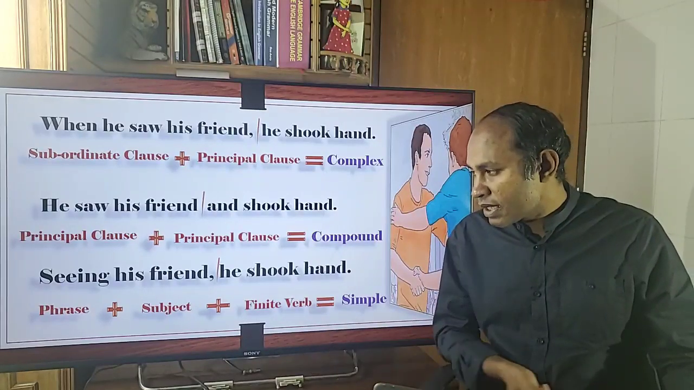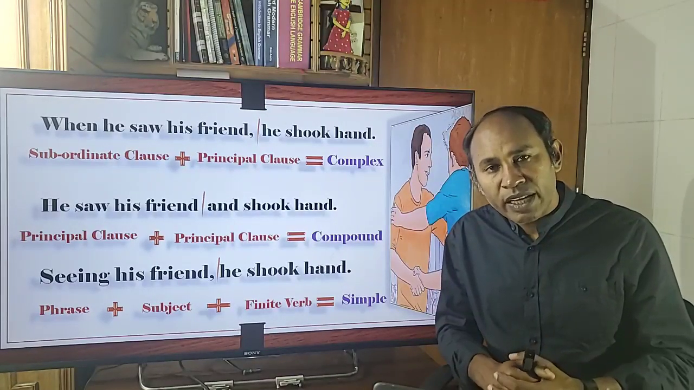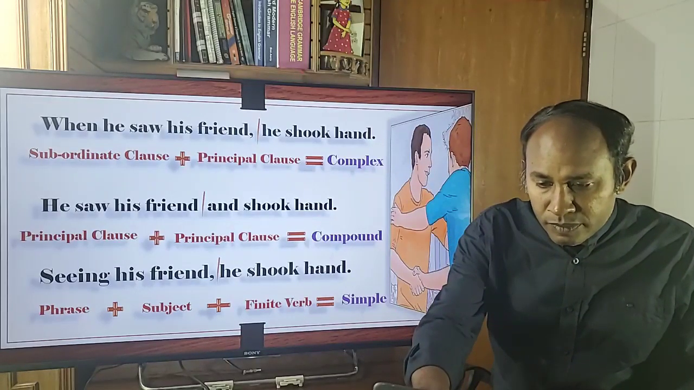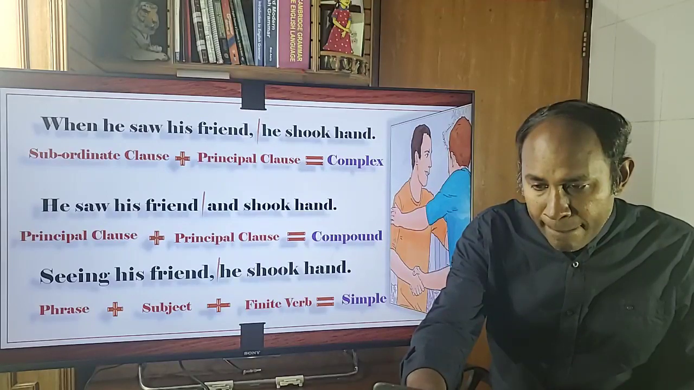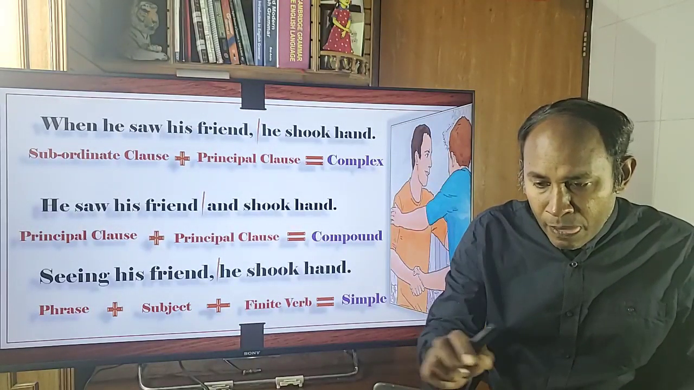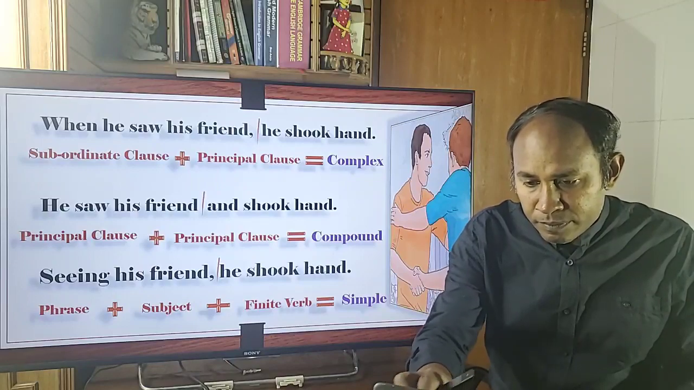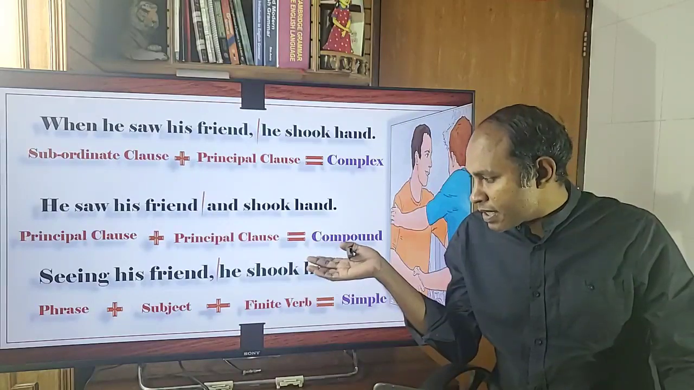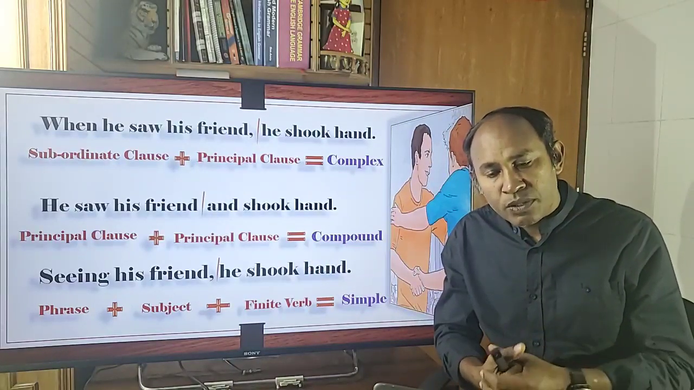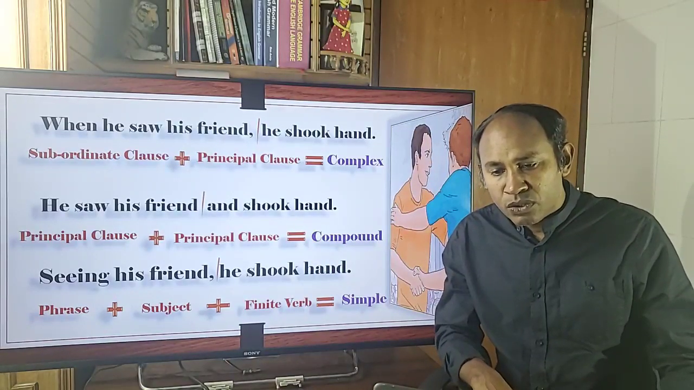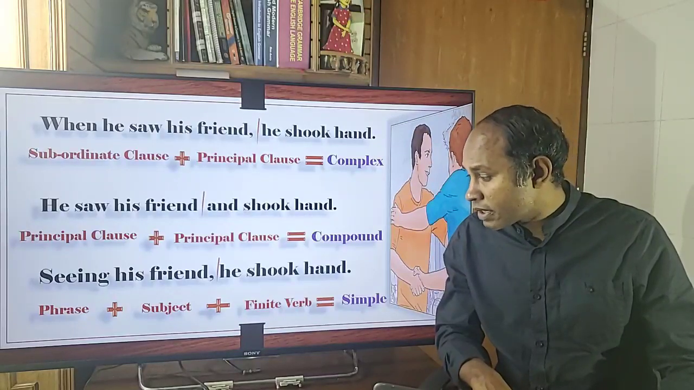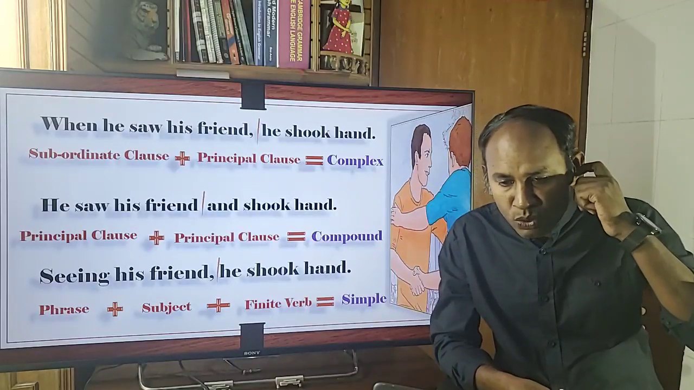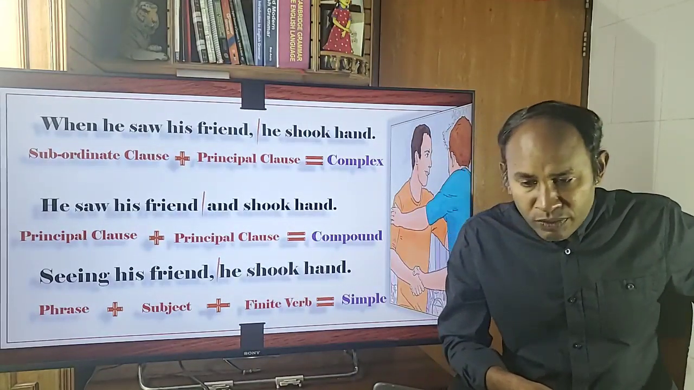You see, a simple sentence has just one subject and one finite verb, and of course, a simple sentence may have some phrases. A phrase can be there, and those act as a part of the simple sentence. The main definition of a simple sentence is that it will have one subject and one finite verb.